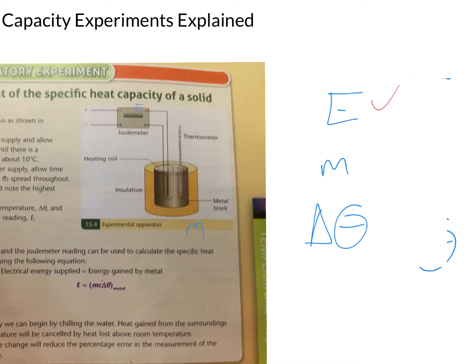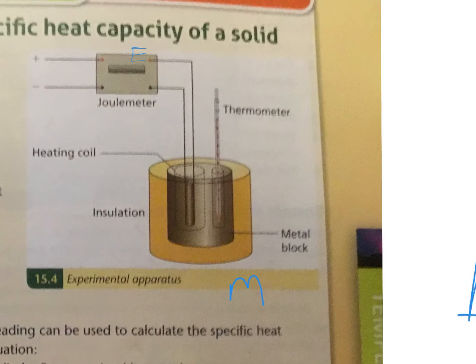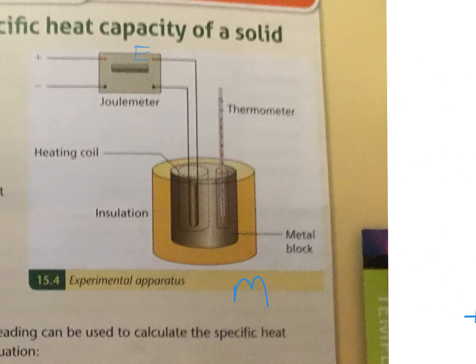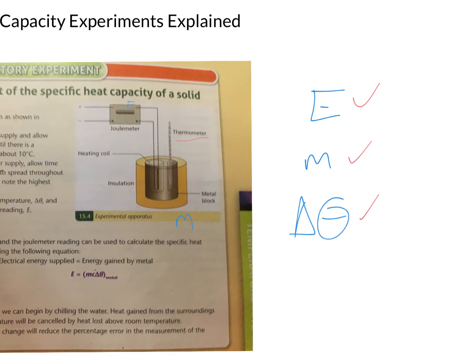So we're measuring energy with the joule meter, mass with the mass balance. And then we need to measure change in temperature. So we have another hole in the block here that we put the thermometer into. We measure its start temperature, we measure its end temperature, and that will give us our results.